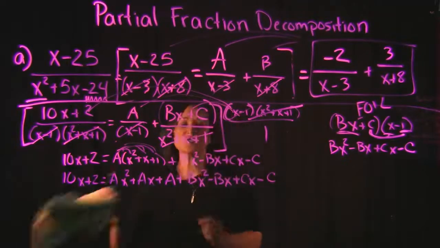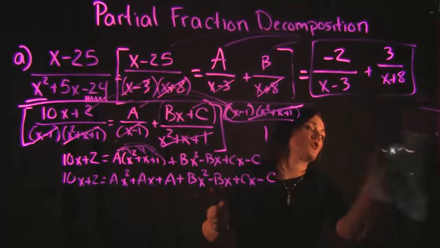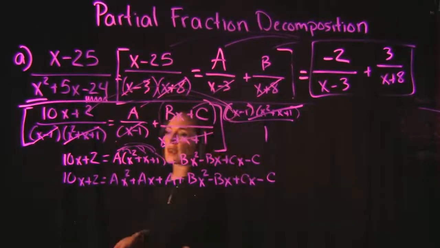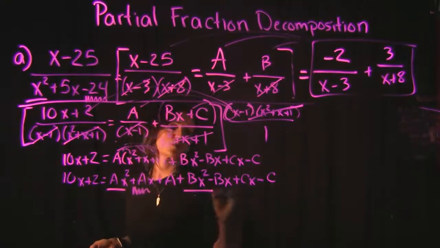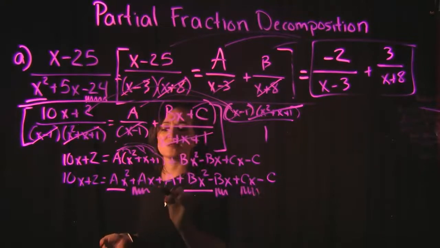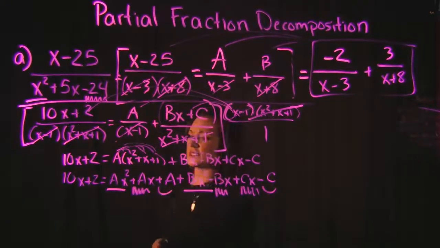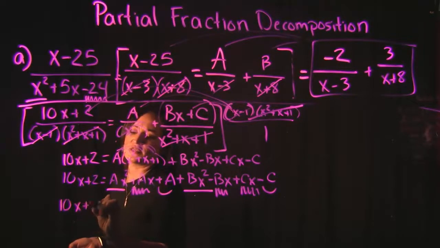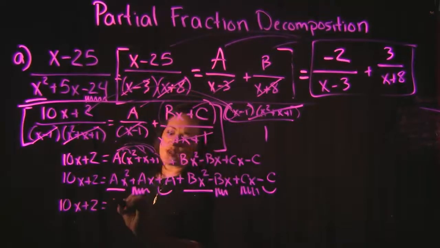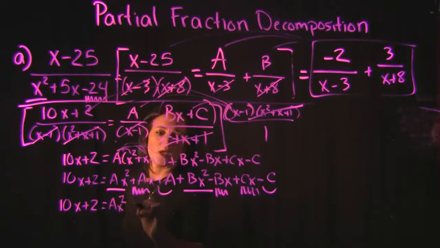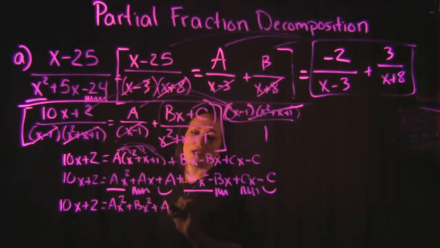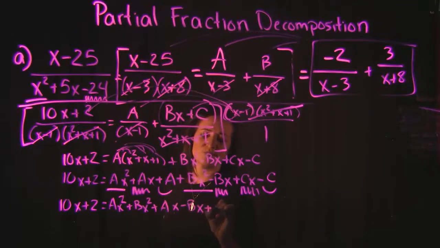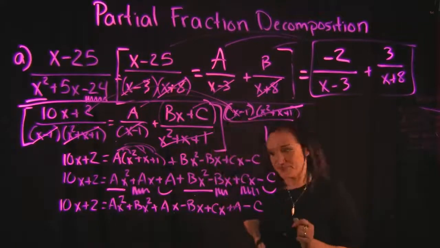Now let's rearrange this to make sure that all of our like terms are together. So we're going to group our x squared terms, we're going to group our x to the first power terms, and then we're going to group our constants. So the left-hand side is still going to stay the same. That just keeps dropping down. On the right-hand side, we have ax squared plus bx squared. And then our x to the first power terms are ax minus bx plus cx. And then our constants are the plus a minus c.